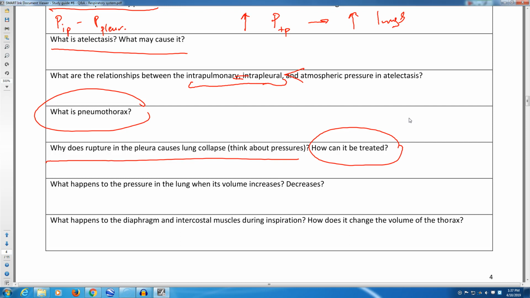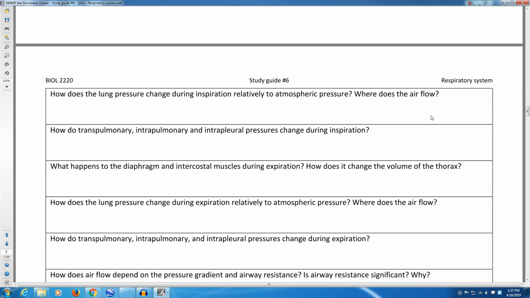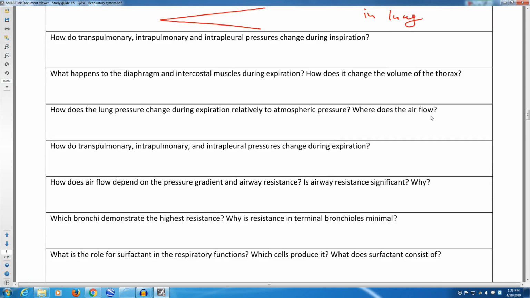When the volume of the lung increases, pressure in the lung decreases, and vice versa. During inspiration, the diaphragm and intercostal muscles contract. The volume of the thorax increases. The pressure in the lung becomes smaller than atmospheric, and the air flows into the lungs. So transpulmonary pressure slightly decreases. Intrapulmonary and intrapleural pressures decrease during inspiration.